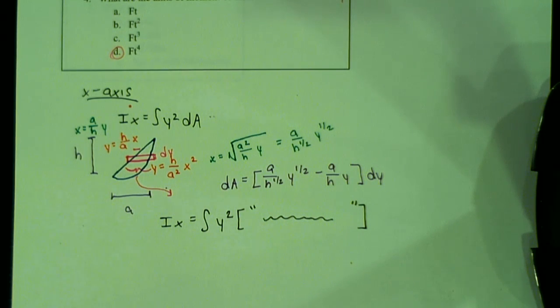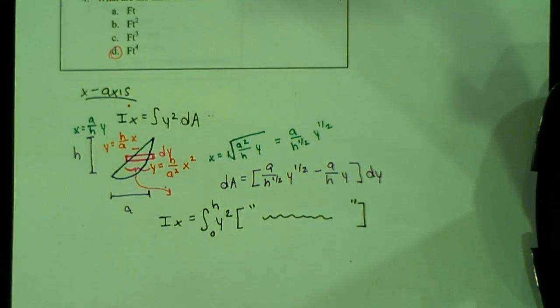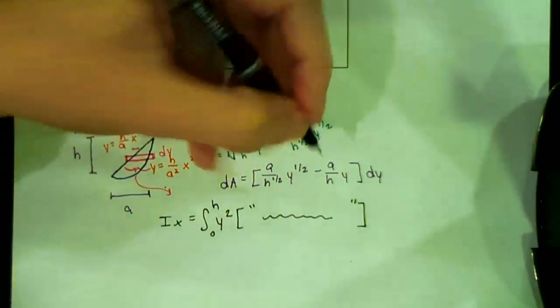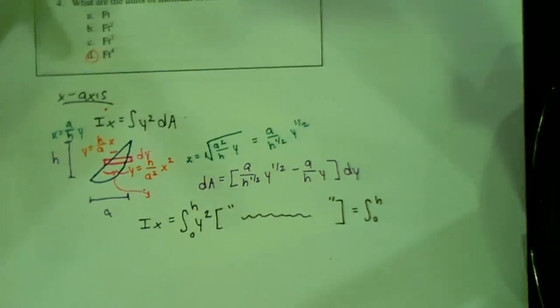Who says a? Who says h? Are we looking at x or y? We're looking at y. Everything is in terms of y, therefore our bound should be y. So this is 0 to h, not a. So to simplify this, we have the integral from 0 to h.